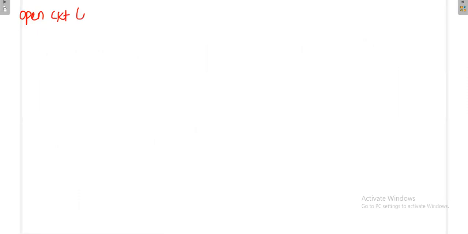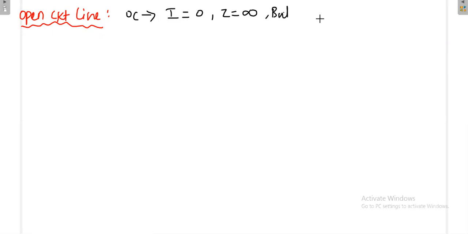Before going to the open circuit line, you should know one thing. Whenever you have an open circuit, definitely the current is zero, because current cannot flow. And also you know that impedance is infinite because it is open. But it doesn't mean that the voltage is zero. For the open circuit, current is zero, impedance is infinite, but voltage can be anything. That is decided by the other part of the circuit.